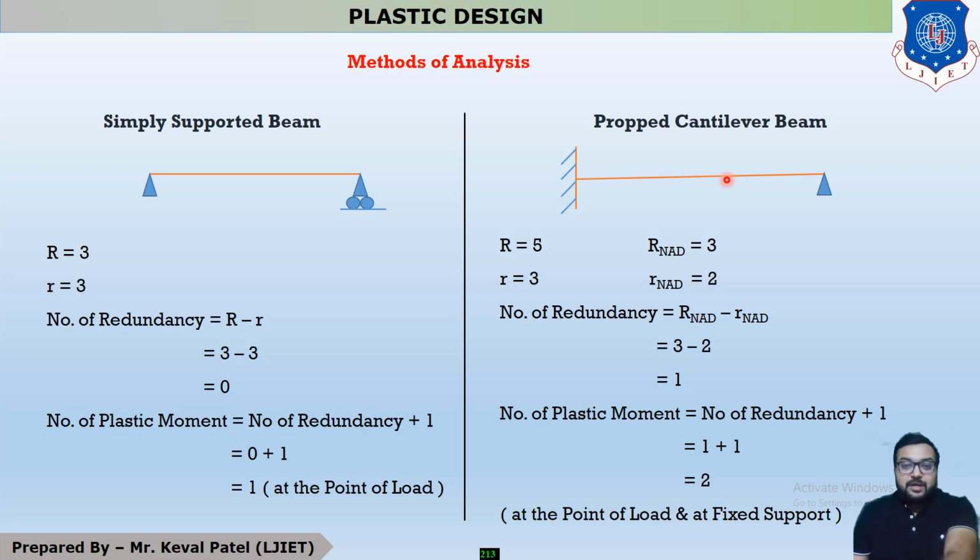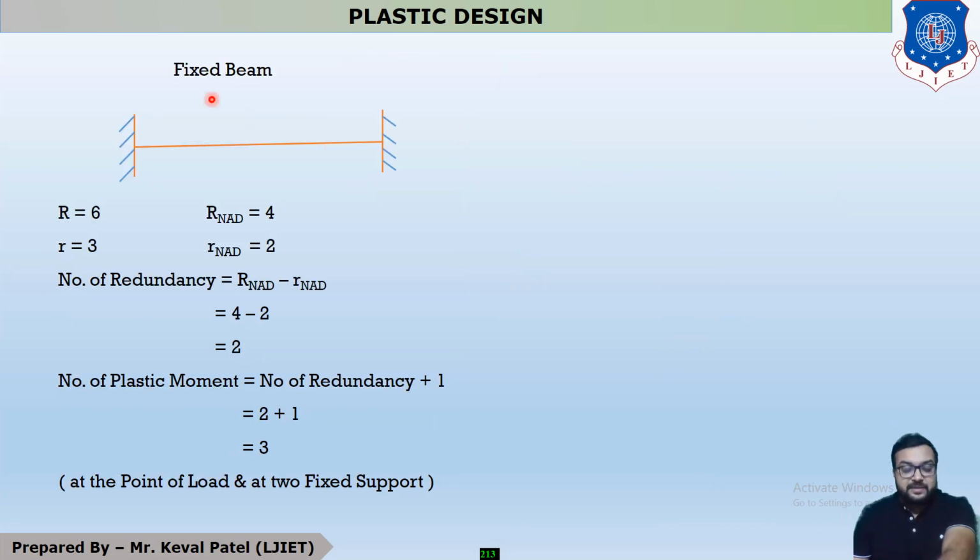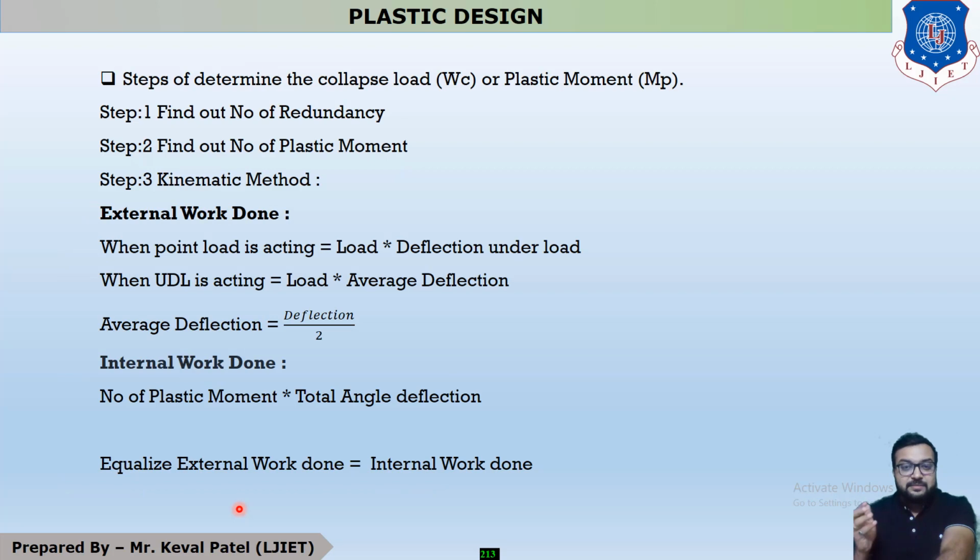Now your third case is the fixed beam. In a fixed beam, both the supports are fixed, and then the number of plastic moments is equal to 3. So which are those 3 points? The first point is at the point of load and the other two are at the fixed supports.